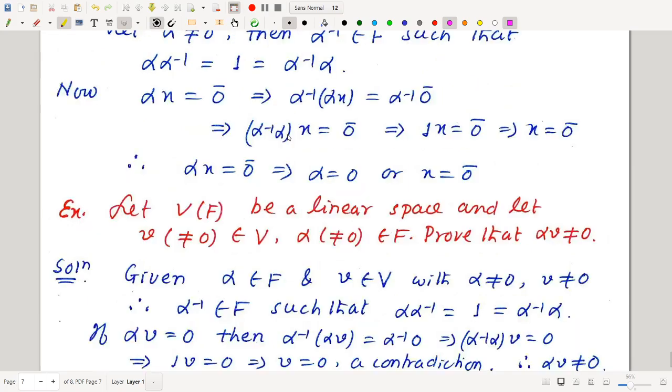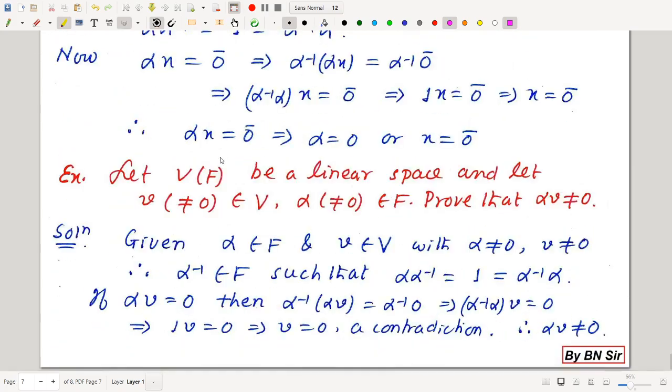And the contrapositive of this property is given in this example, just another way of stating it. What we have proved: alpha x equal to 0 bar means alpha is 0 or x is 0 bar. So if alpha is not 0 and x is not 0 bar, then the product cannot be 0. Let B be a linear space or vector space, and let b be a non-zero vector in B and alpha a non-zero scalar in F, then prove that alpha b is not equal to 0. Alpha not 0, b not 0, then alpha b not 0.